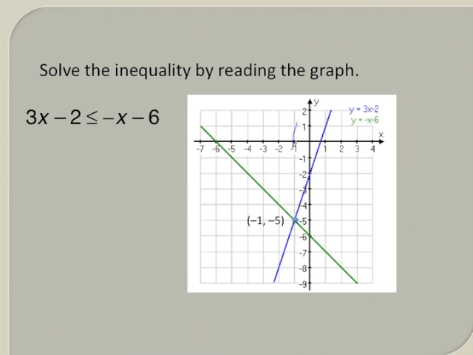And we separate this left to right. This is where it's less than. So that happens when x is less than or equal to this x value, -1.